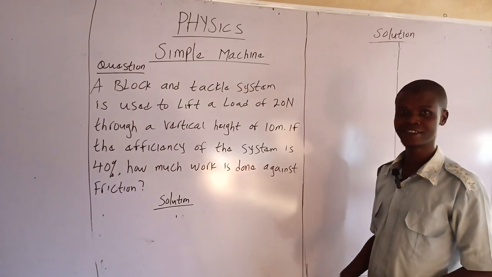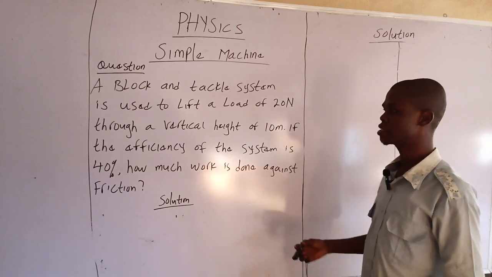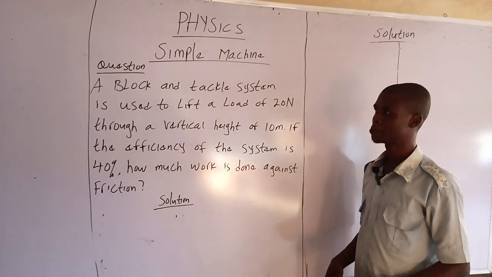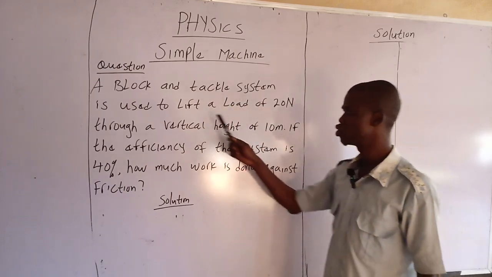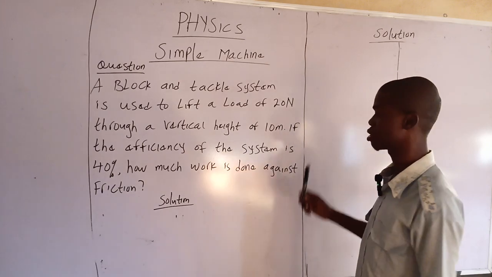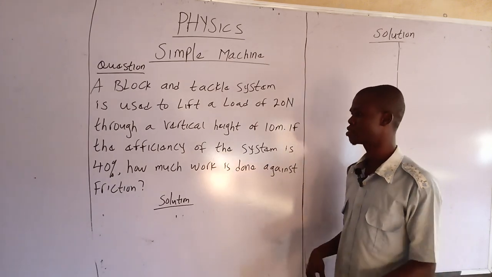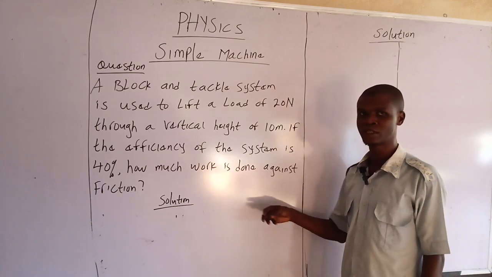Welcome back again. So today we're looking into simple machines. Let's take a look at this question. The question says that a block and tackle system is used to lift a load of 20 Newton through a vertical height of 10 meters. If the efficiency of the system is 40%, how much work is done against friction?